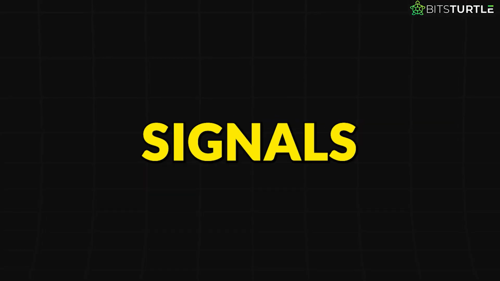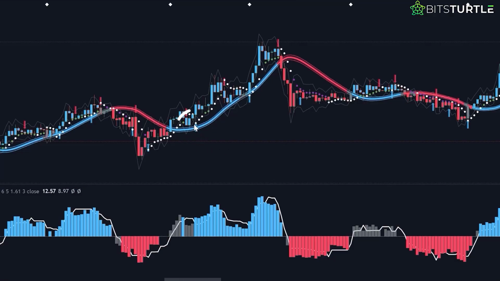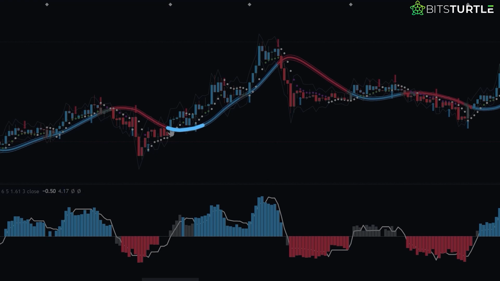For buy signals: 1. SSL Hybrid shows a blue buy arrow. 2. SSL Hybrid baseline is blue. 3. QQE Mod histogram is blue. 4. The QQE Mod histogram bar is above the white line.